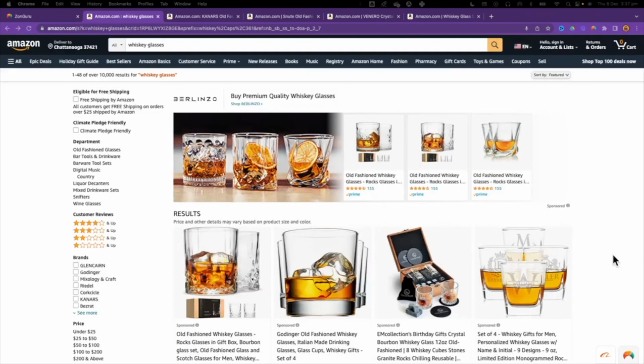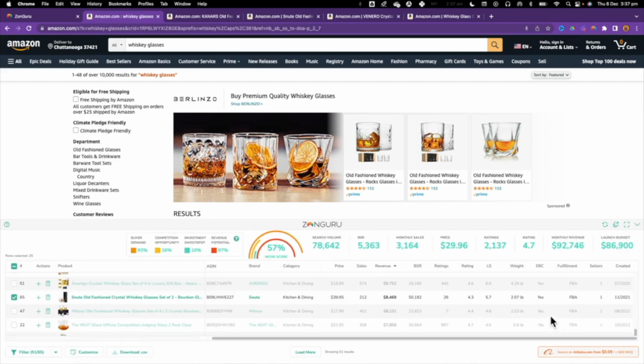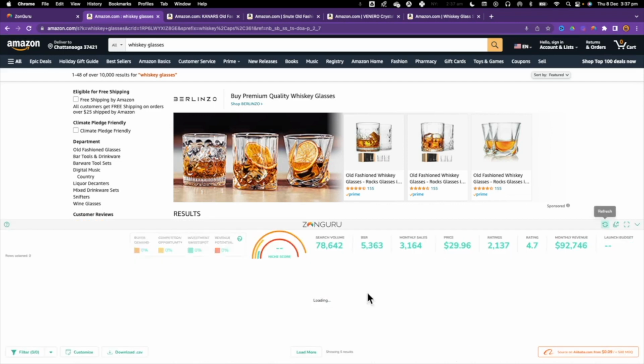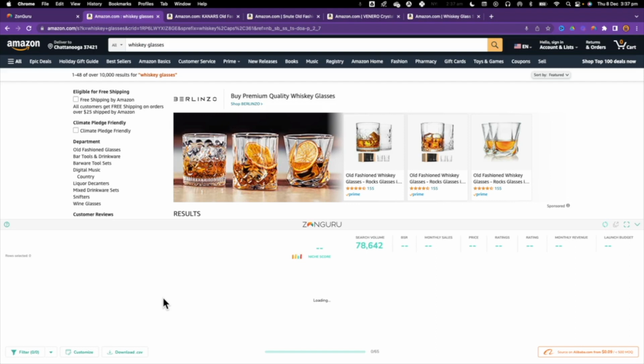Now I use a tool called ZonGuru to help me learn about the different listings when I'm looking at my competitors. So I'll show this to you now. This is the ZonGuru Chrome extension. It's absolutely fantastic. So I'll give it a quick refresh here. It shows you a lot of valuable information really concisely, and it's a super powerful tool.